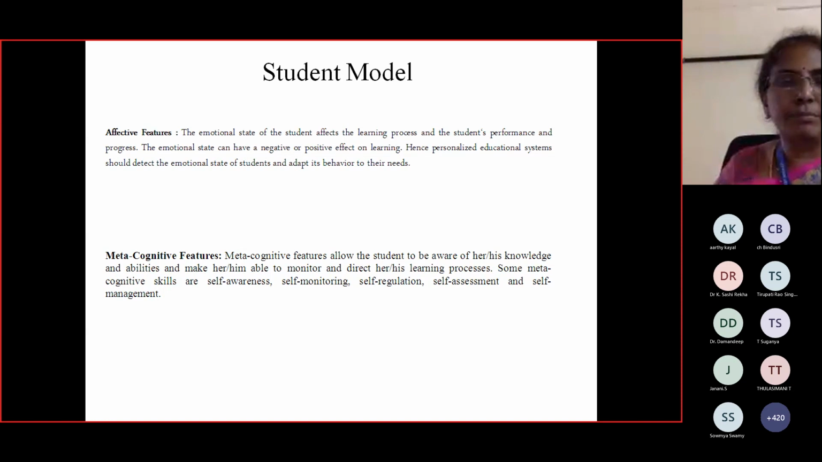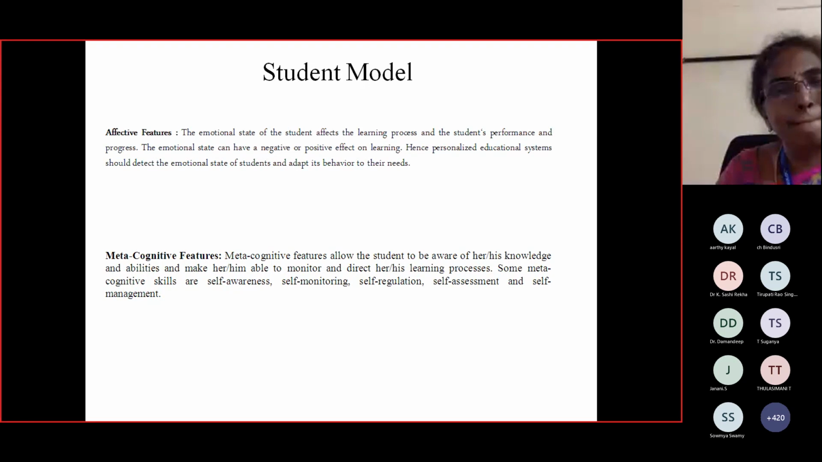And next is metacognitive features. In metacognitive features, there are things like self-awareness and self-assessment: how the student is able to understand his own learning, that is, managing his learning, how good he is, and where exactly he is lagging. That is self-awareness. Self-awareness is going to change from individual to individual. Some students may be good enough and some may not be. So understanding the self-awareness of the student comes under metacognitive features. We need to keep all these in mind before we design the student module of the intelligent tutoring system.